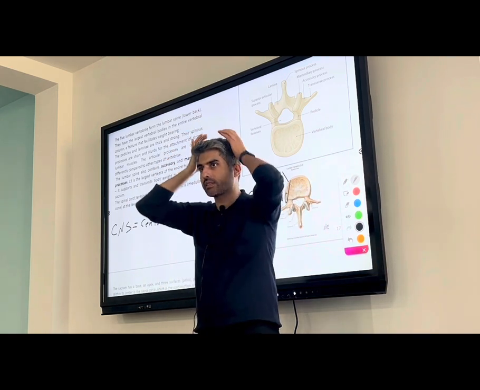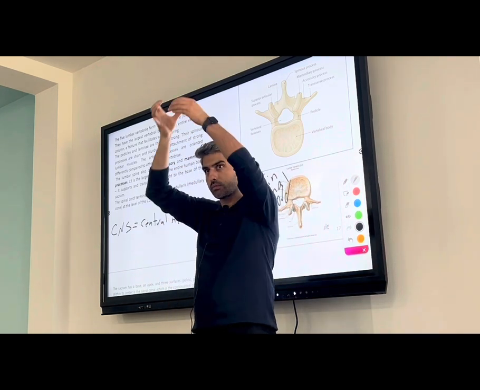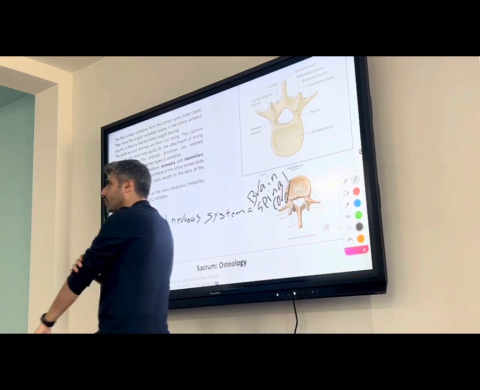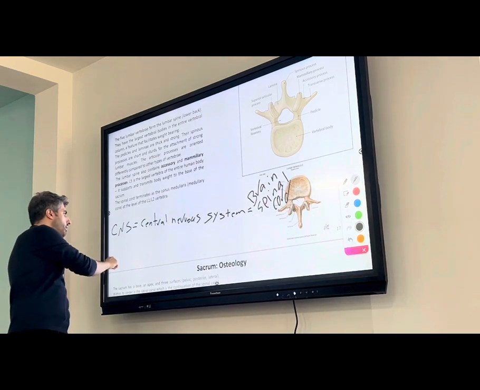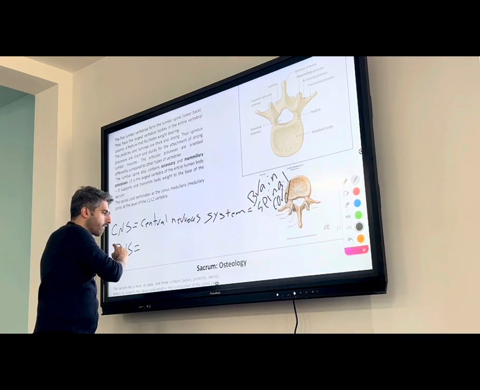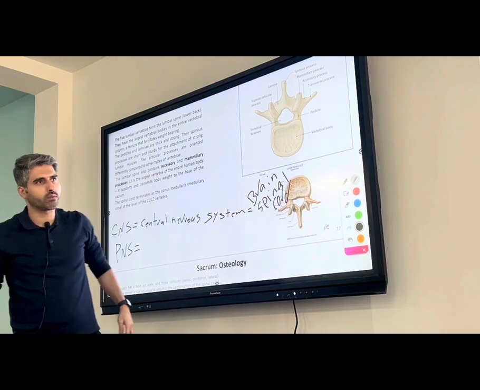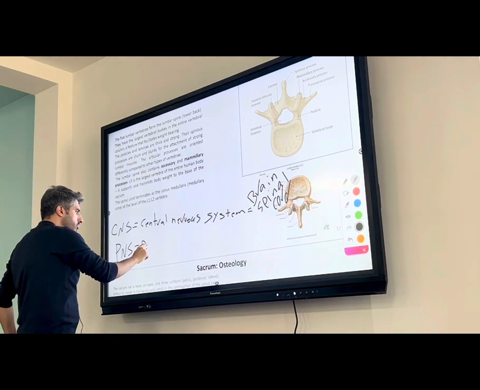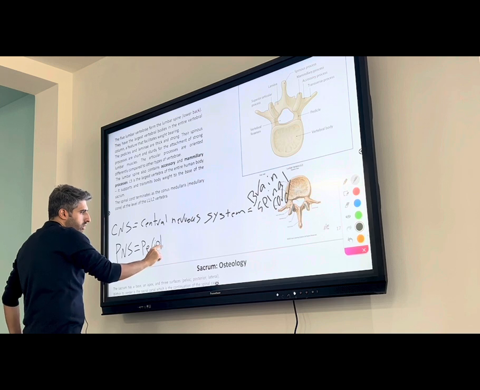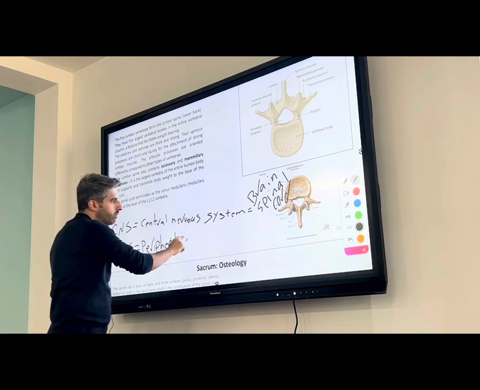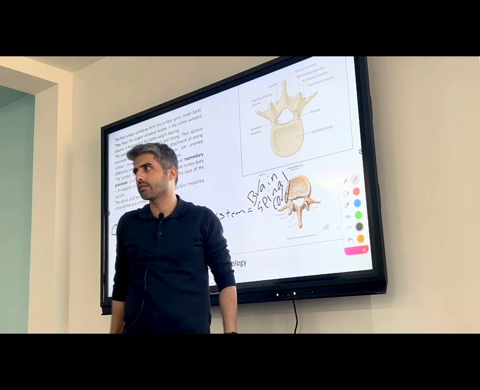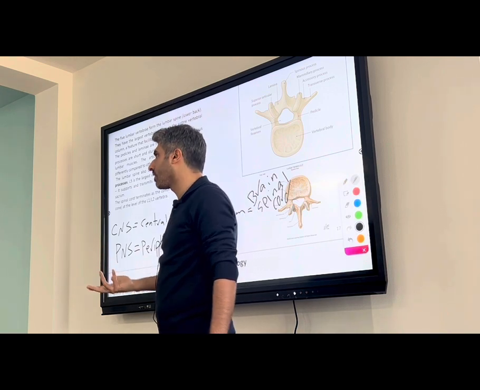They are CNS, center, the center of the nervous system. And we have PNS, peripheral nervous system. What is the meaning of peripheral? Peripheral nervous system, PNS. Which parts are PNS?